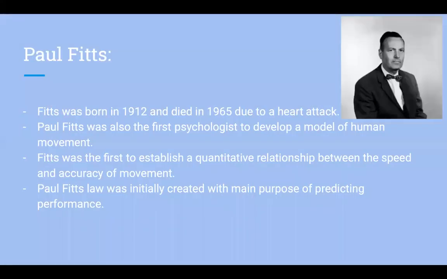Paul Fitts. Fitts was born in 1912 and died in 1965 due to a heart attack. Paul Fitts was also the first psychologist to develop a model of human movement. Fitts was the first to establish a quantitative relationship between the speed and accuracy of movement. Paul Fitts's law was initially created with the main purpose of predicting performance.